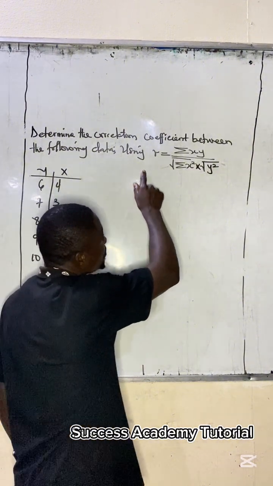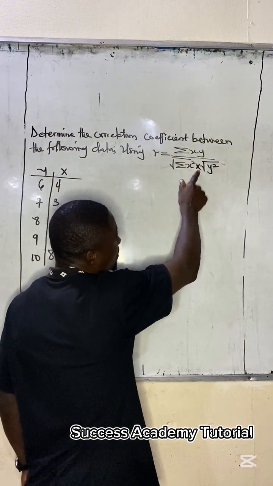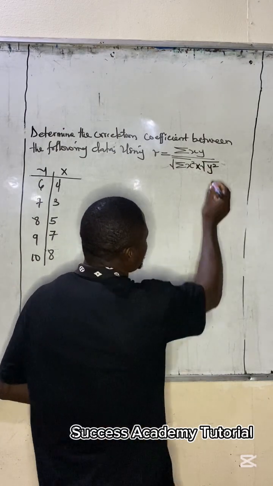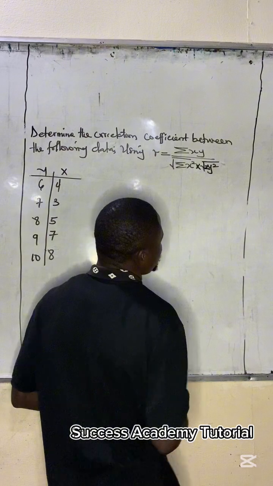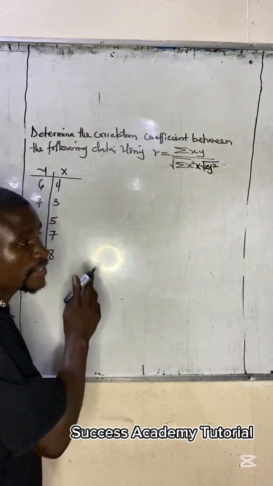We have to use r equals summation xy divided by square root of summation x squared times square root of summation y squared. Don't forget that. So what do you need to do to solve this problem?